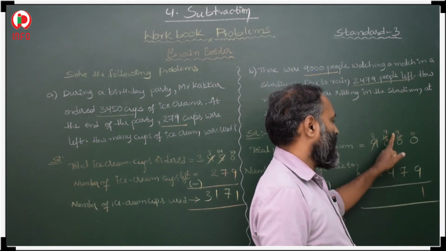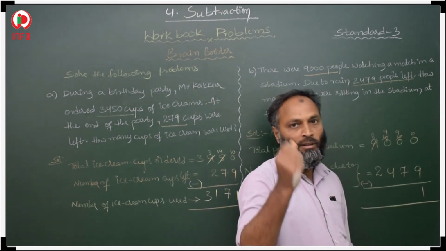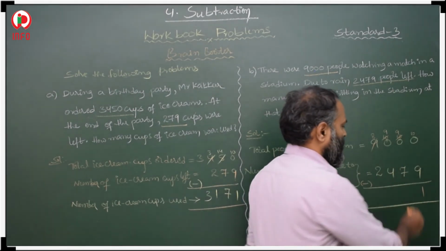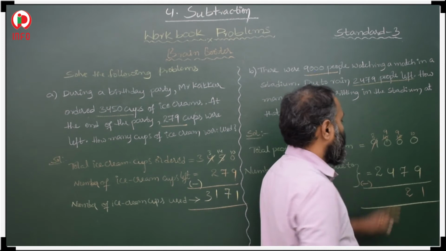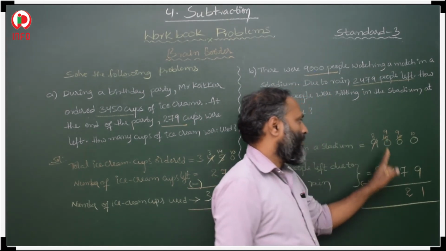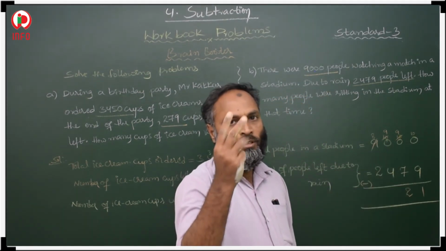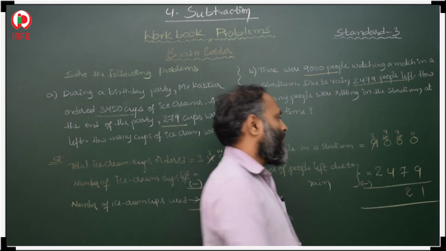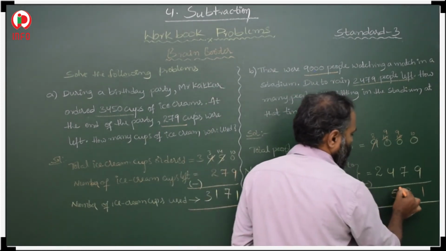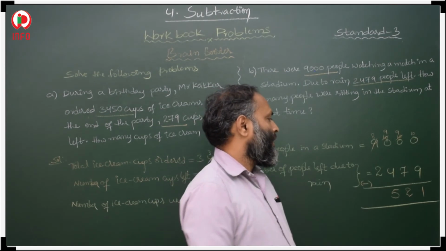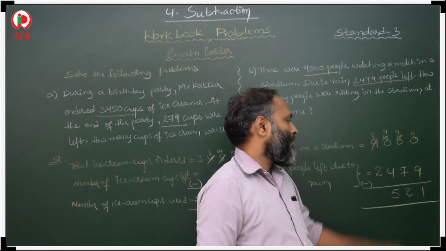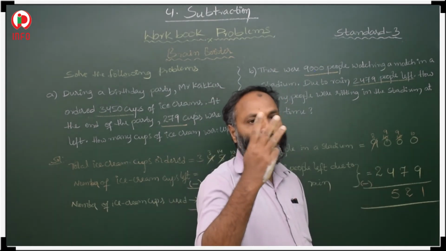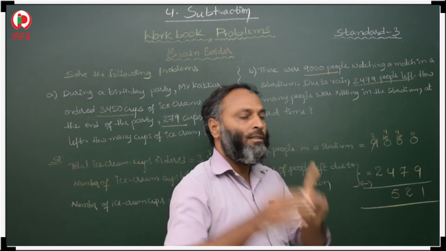9 minus 7, from 8 to 9 we have to count, 8 and 9, 2. Then 9 minus 4, means 5 to 9 we have to count, 5, 6, 7, 8 and 9, total 5. Then 8 minus 2, means 3 to 8 we have to count, 3, 4, 5, 6, 7 and 8, 6.